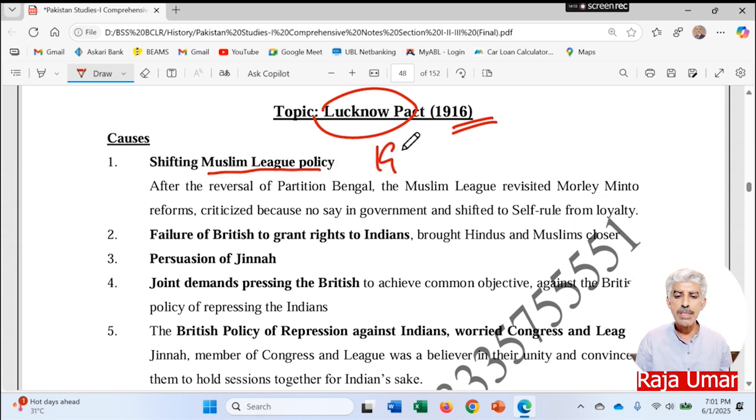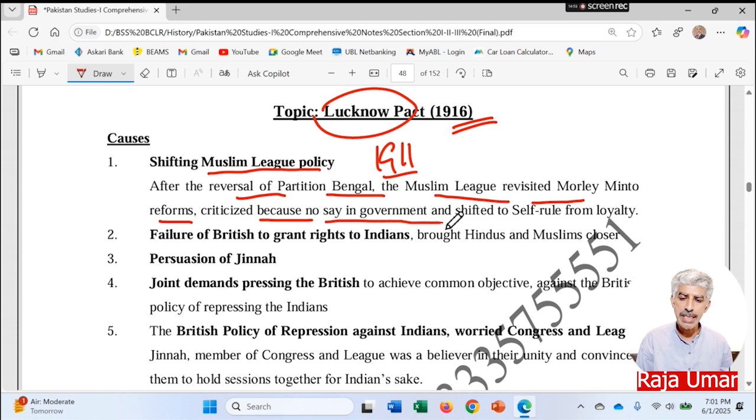Shifting Muslim League policy: after the 1911 reversal of partition of Bengal, Muslims started getting away from the British and getting closer to the Hindus, as they believed they could achieve their rights with the support of the Hindus, rather than showing more loyalty towards the British. So after the reversal of partition of Bengal, the Muslim League revisited Morley Minto reforms, criticized because of no say in the government, and shifted to self-rule.